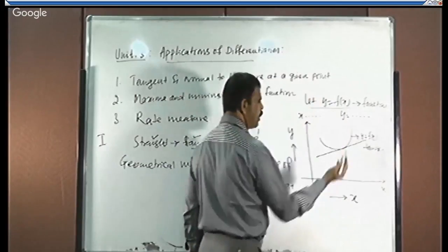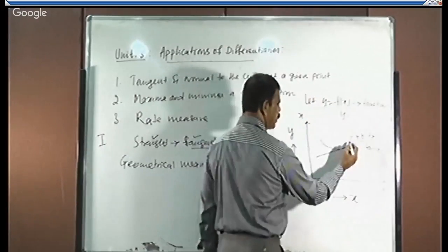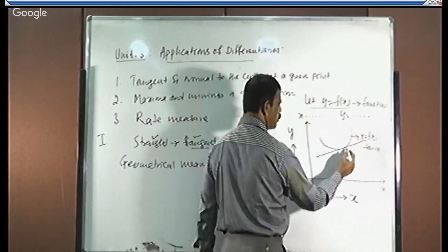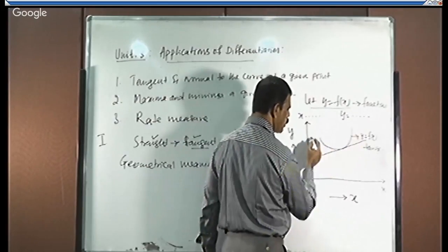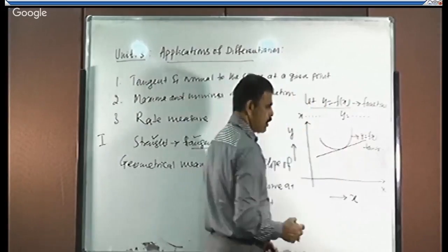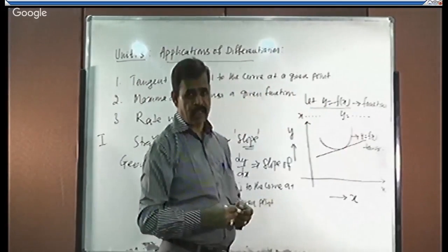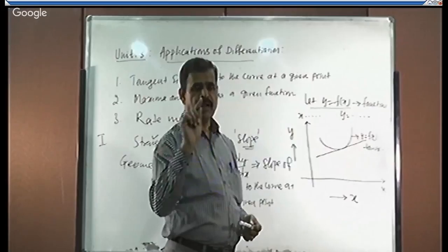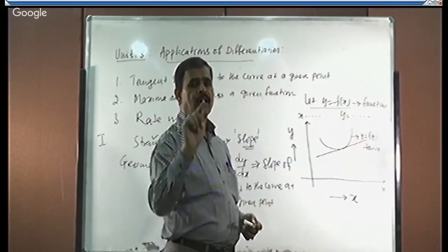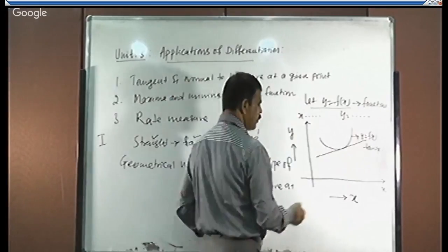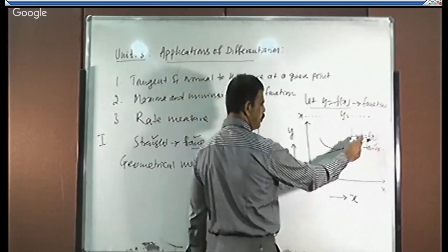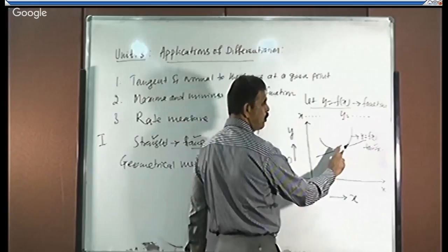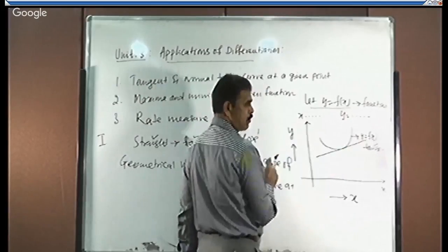I can draw n number of tangents. If I take a point here, I can draw a tangent here. If I take a point here, I can draw a tangent here. We can have n number of tangents, so it depends on a point on the curve, right? This is said to be a tangent. Got it? A tangent is a line which is passing through a point on the curve.